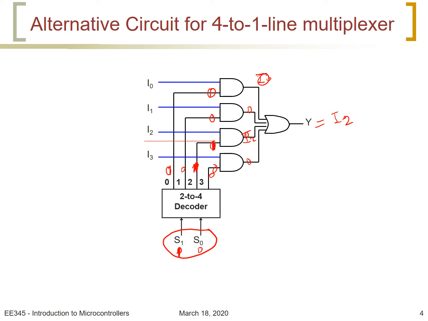So the minterm 0 will be active here if the inputs are 0, 0, and I0 will appear here, and minterm 1 will be active here too, so that I1 appears at the output of the AND gate, and minterm 2 will be active here if this is 1, 0, and minterm 3 will be active here if we have the inputs 1, 1, so that I3 will be selected.